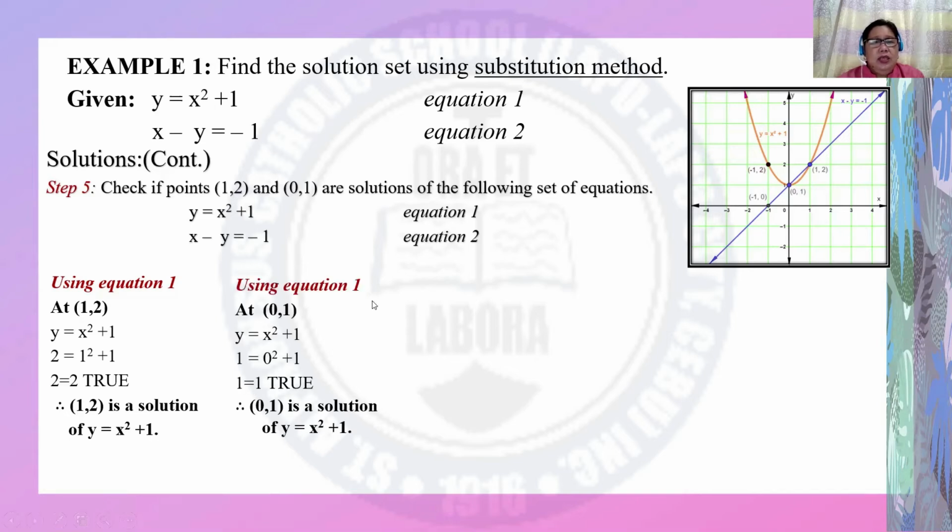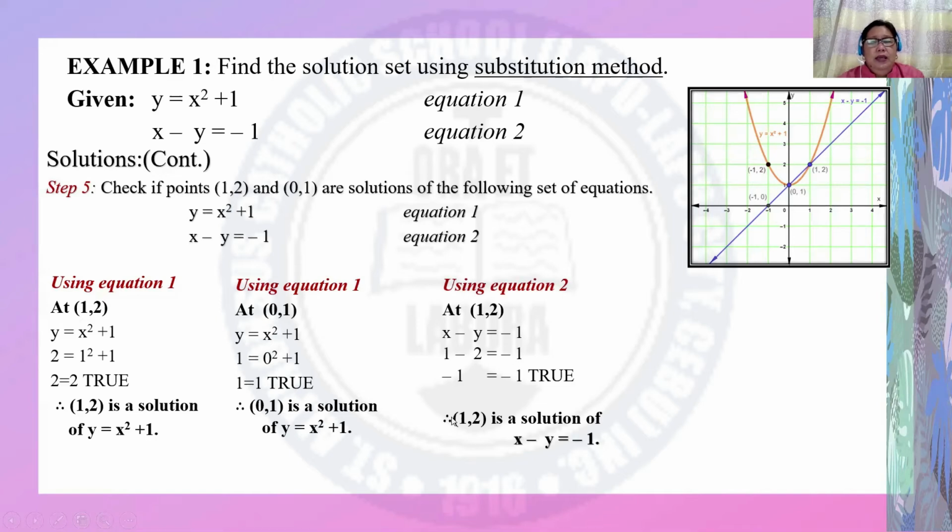Next, still using equation 1, at (0, 1), substitute 1 to y and 0 to x, we will still have a true equation. Therefore, (0, 1) is a solution of y is equal to x squared plus 1. And then using equation 2, at (1, 2), substitute 1 to x and 2 to y, we will still have a true equation. Therefore, (1, 2) is a solution of the second equation, x minus y is equal to negative 1.